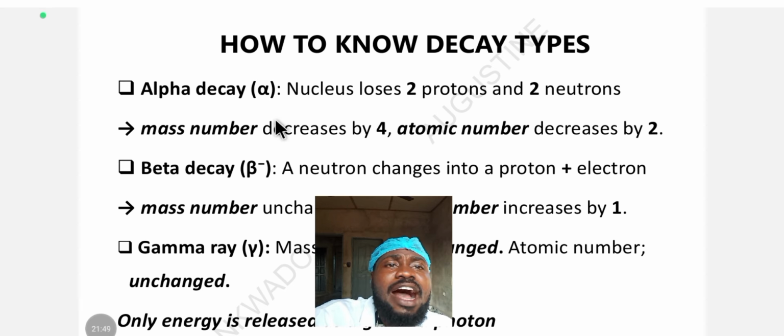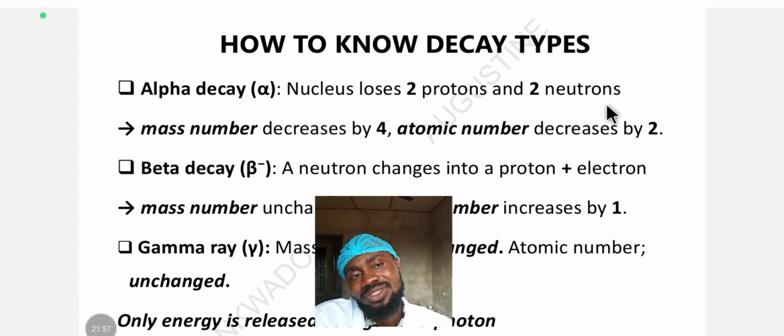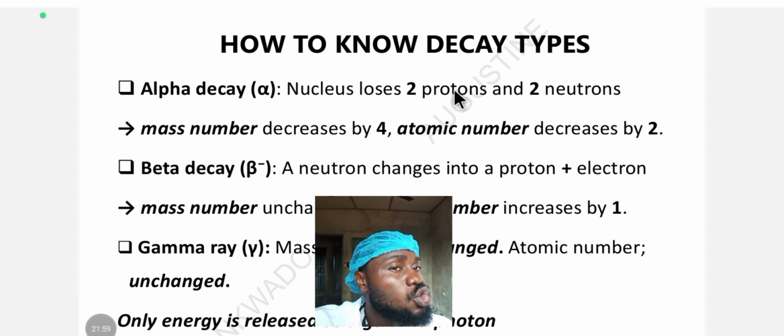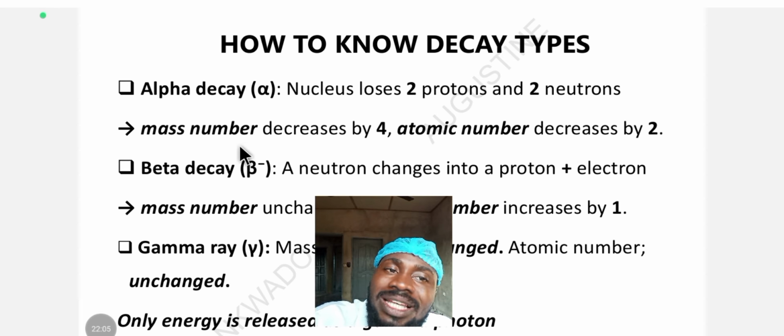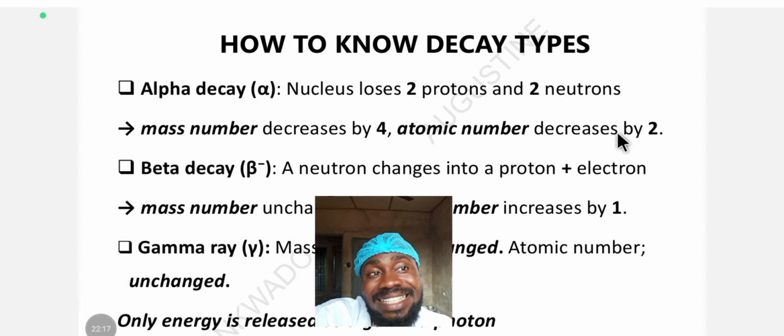The first we have here is alpha decay, and in alpha decay, how do you know? The nucleus loses 2 protons and 2 neutrons. The nucleus loses what? 2 protons and 2 neutrons. And in turn, what happens when they lose these 2 protons and 2 neutrons? The mass number decreases by 4. Atomic number decreases by 2.